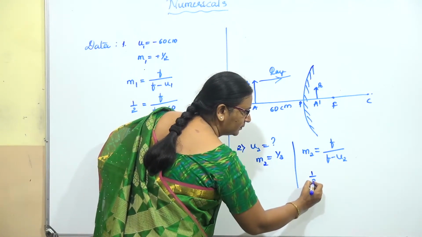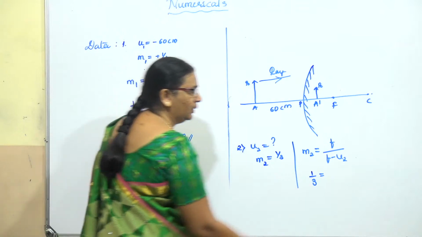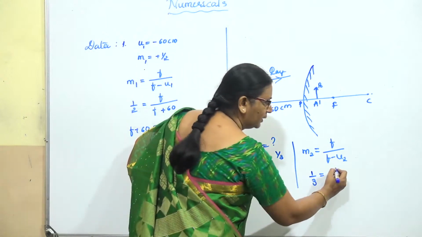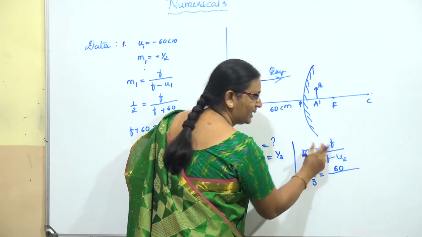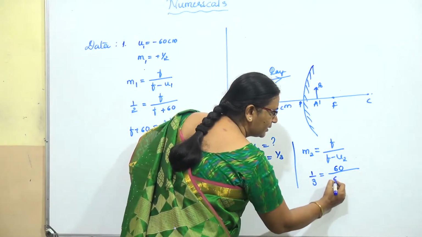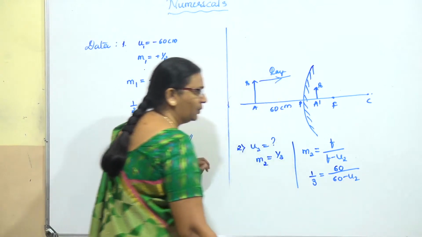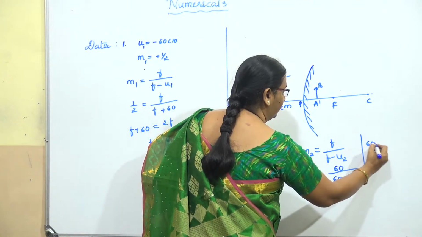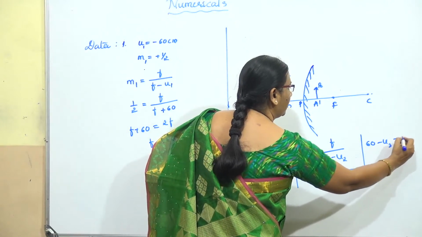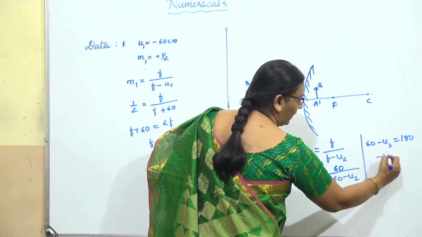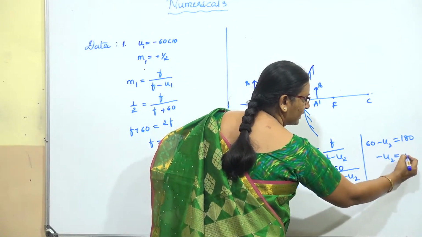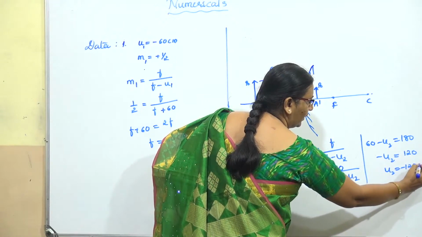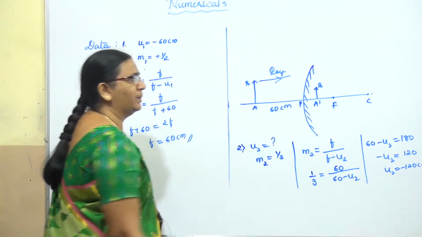So 1/3 will be equal to F, which we have got already, 60, positive in the case of a convex mirror with sign convention. 60 minus U2. So how much does it become? 60 minus U2 will be equal to 180, or minus U2 equal to 180 minus 60, that is 120, or U2 is minus 120 centimeter. So where we have to keep that? Minus 120 centimeter.